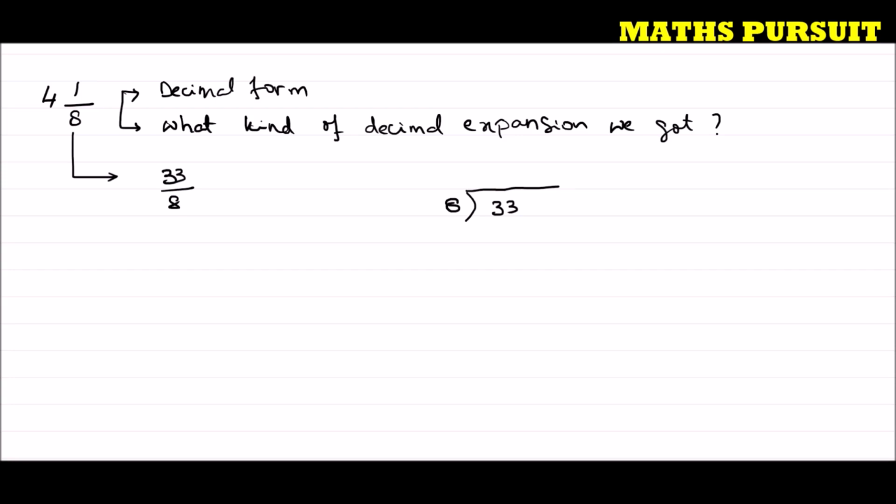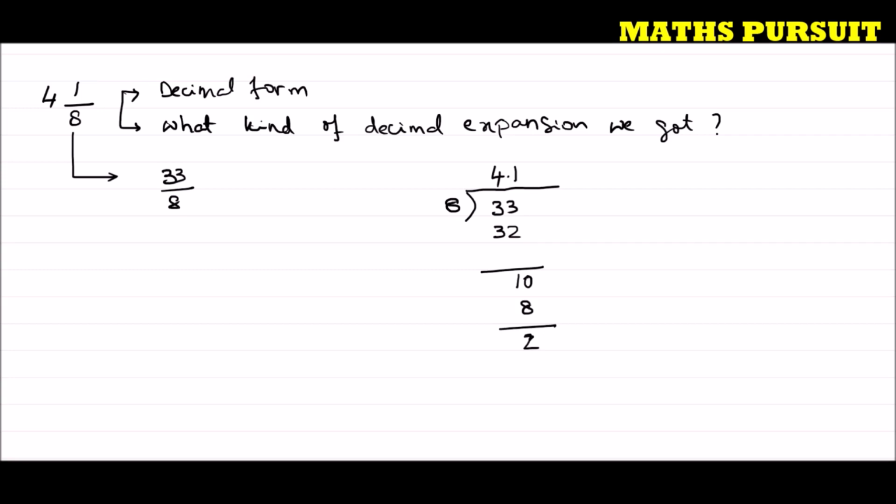So 33 by 8. Now how to divide this one? 8 4s are 32. We got remainder 1. Now 1 is smaller than 8, so I need to put a decimal here and add a 0 here, and I can write 8 1s are 8. Now what we got? We got 2.